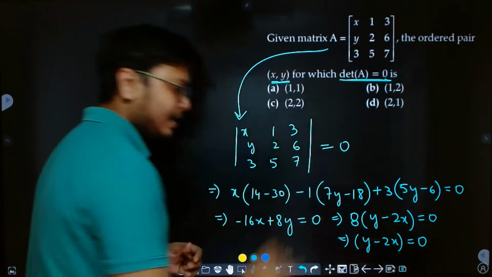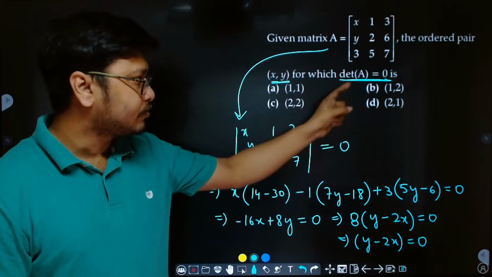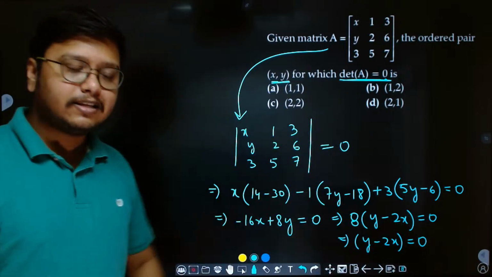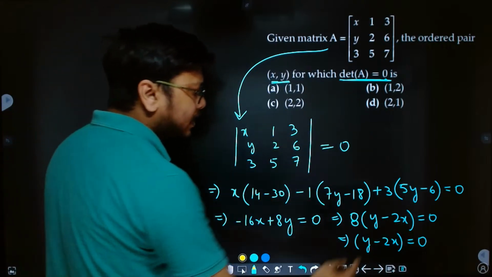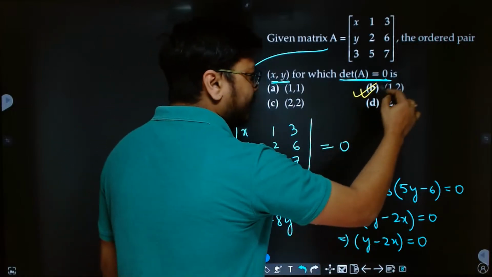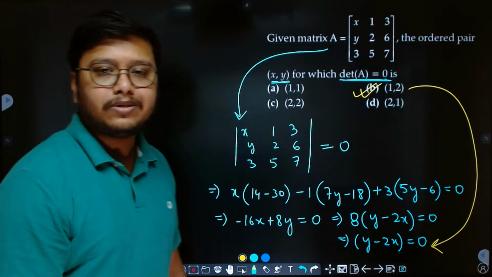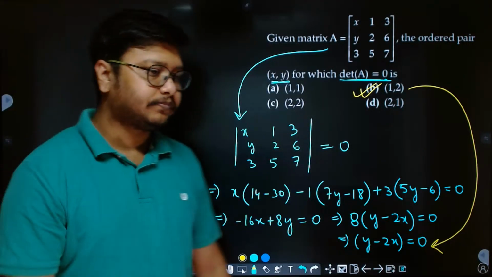So I am not directly getting the x and y values. Now what I can do is check with the options which option is going to satisfy this particular equation. So I can see that when x is 1 and y is 2, this satisfies this particular equation. So that means 1 comma 2 is the answer to this question. Okay.